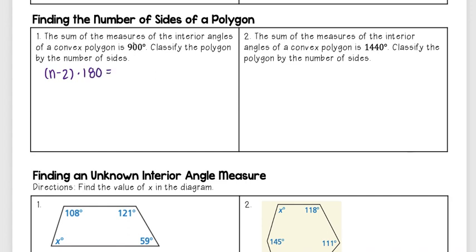But I already know that equals this 900. I am given that. Now I need to solve this equation for n. So to do that, I need to get n by itself, but I have this parentheses, n minus 2 times 180 equals 900. You can go about this a couple of different ways. You could go ahead and distribute that 180 and solve it from there. However, I want to show you a quicker way.